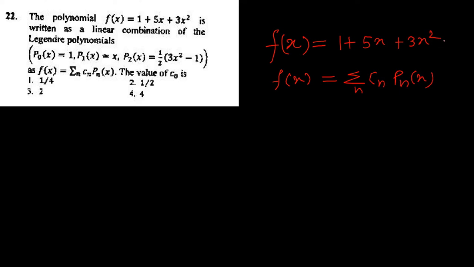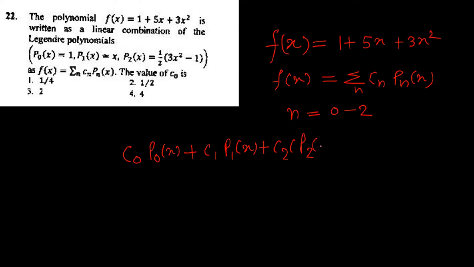So here, because x is to the power 2, that's why we will expand this and put the n value from 0 to 2 only. If we put 0 to 2 here, we will get c naught P naught(x) plus c1 P1(x) plus c2 P2(x), and this will be equal to 1 plus 5x plus 3x square.